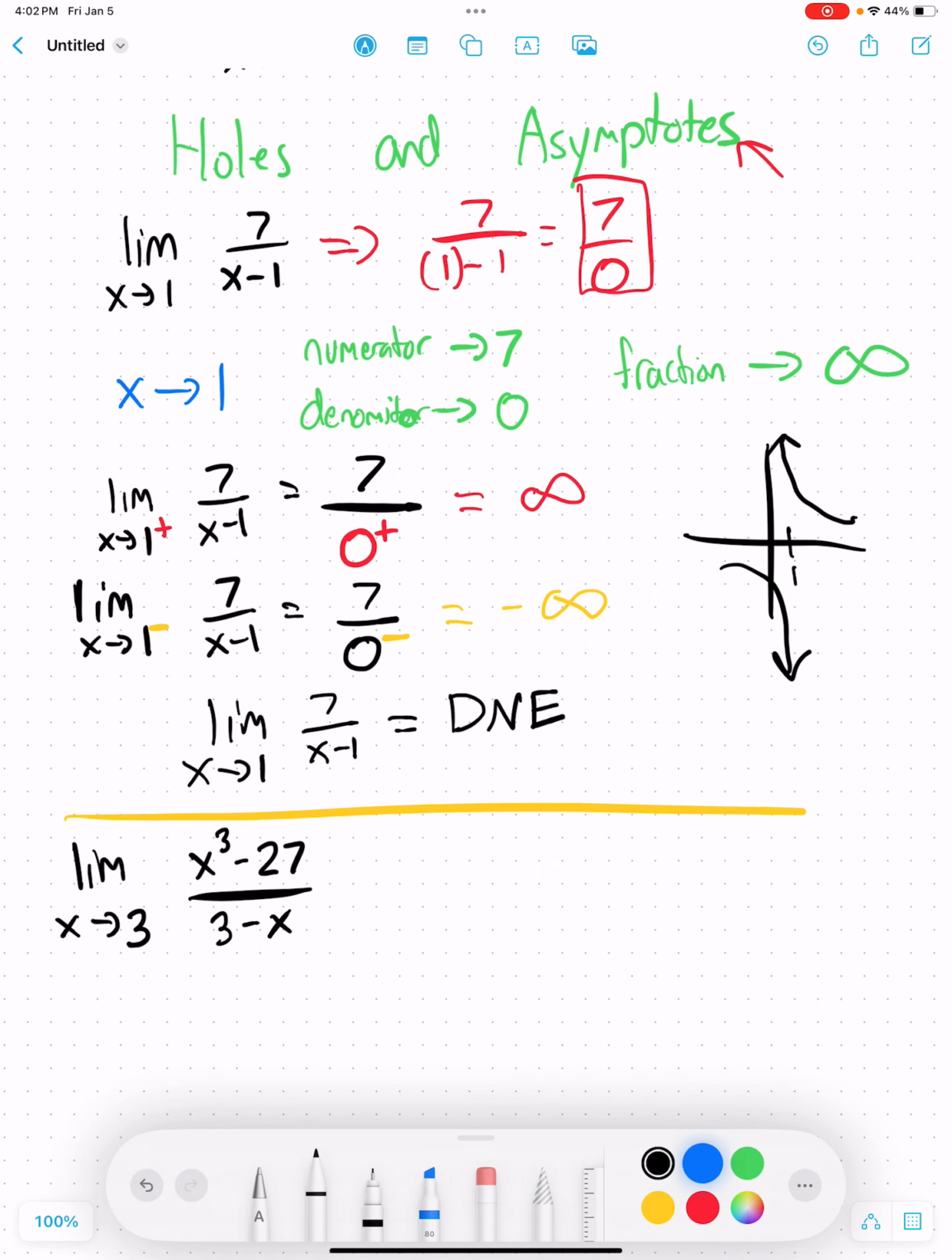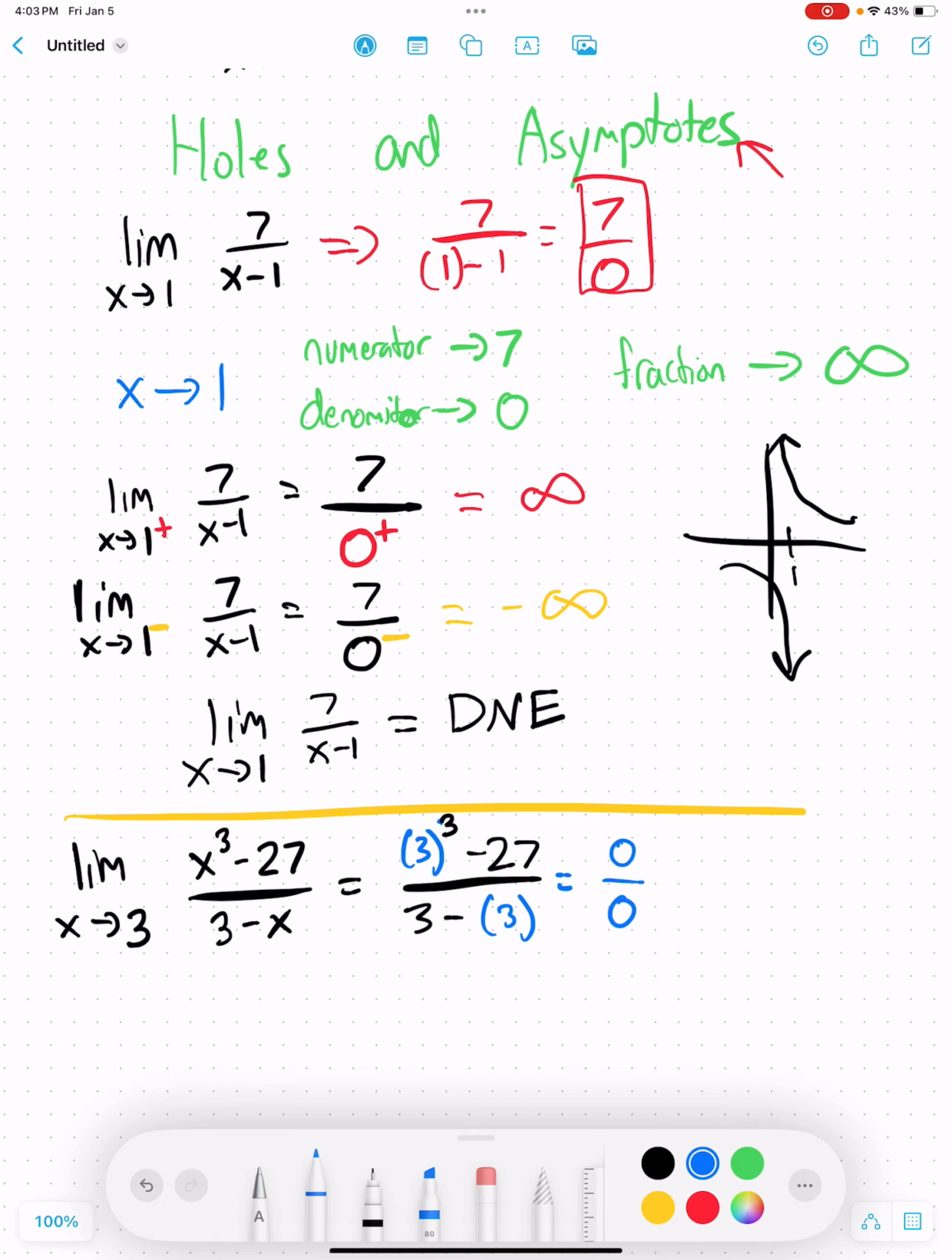So let's plug in the value, see what we get. Okay? So I'm going to plug in 3 cubed minus 27 over 3 minus 3. And I get 3 cubed is 27. So I get 0 over 0. Interesting. What does that tell me? Well, first off, it tells me, yes, I have a discontinuity at x equals 3. I'm working with either a hole or an asymptote. Remember, it's not a jump because I'm not working with a piecewise function. Which one is it? Hole or asymptote?